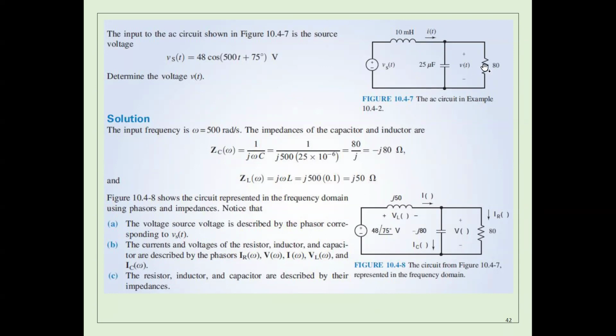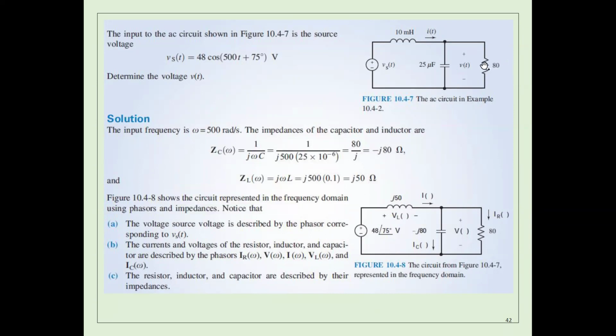You can use voltage division. Once you know the current I here, you can multiply by the total impedance of these two to calculate the voltage across these two resistors, these two impedances. But I think the book did it the same way, so let's see how it was done here with this book.